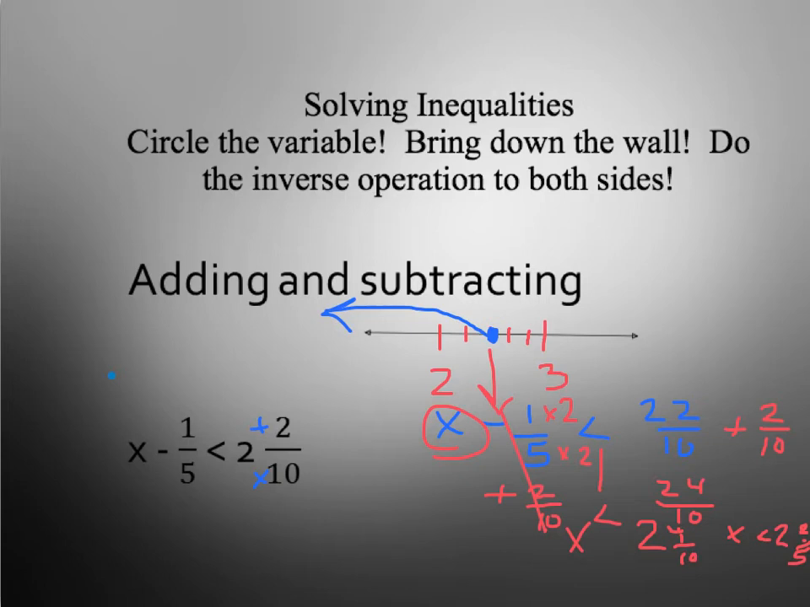So we could plug in 2, and I'm going to write it up here. So I could do 2 minus 1/5 is less than 2 and 2 tenths. And really, this is fairly easy to look at. 2 minus 1/5 is going to give me 1 and 4/5, which is less than 2 and 2 tenths. And that's pretty easy to look at. So yes, you are correct. This is the last example for tonight's homework.